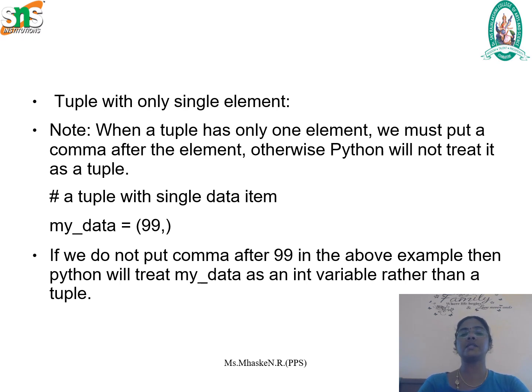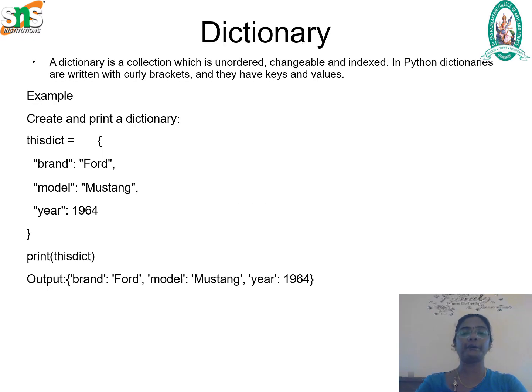Within a single element tuple, you should give a comma after initializing the value. If we do not put the comma, then Python will treat it as a variable, because a variable also holds only one value. So it will be considered a variable instead of a tuple. So if you are storing only one value in the tuple, then after initializing the value, put a comma.